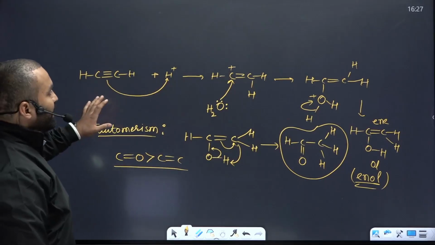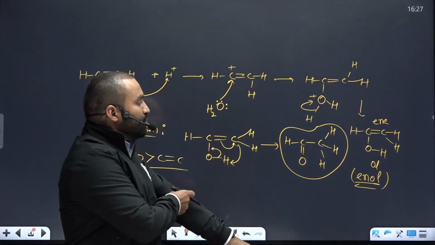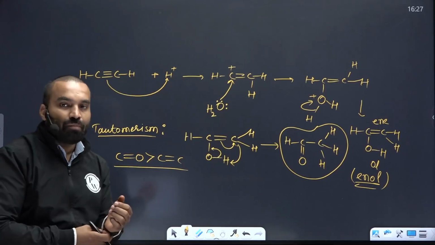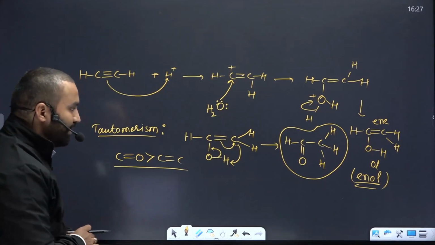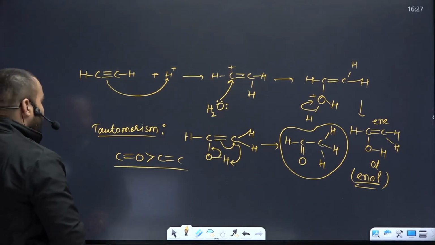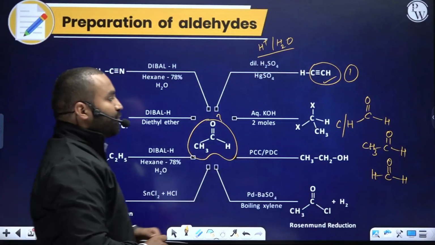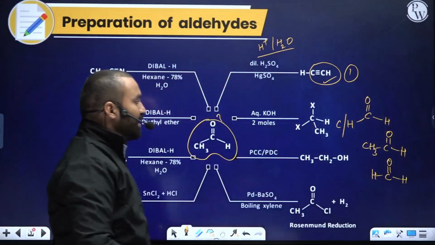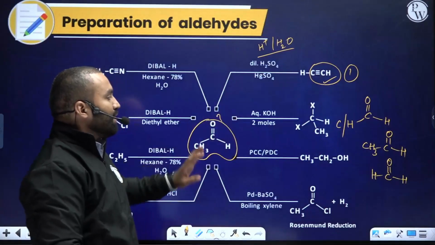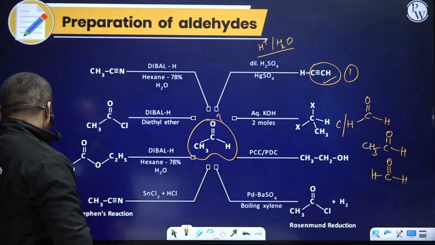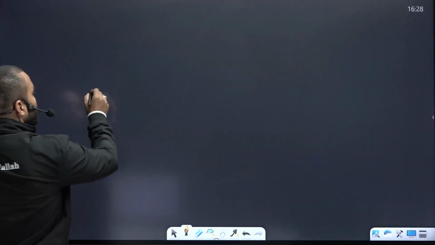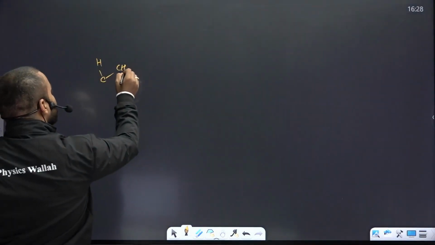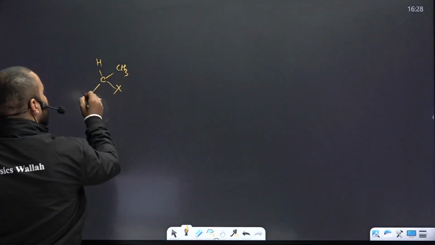Starting from acetylene, attacking it with water, you can finally obtain the enol. The enol under the tautomerism process will give acetaldehyde. Clear? Let's take up the second reaction. What was the second reaction, everybody? You have CH3CH with two halogens attached, and it is reacted with aqueous KOH. How many moles? 2 moles.